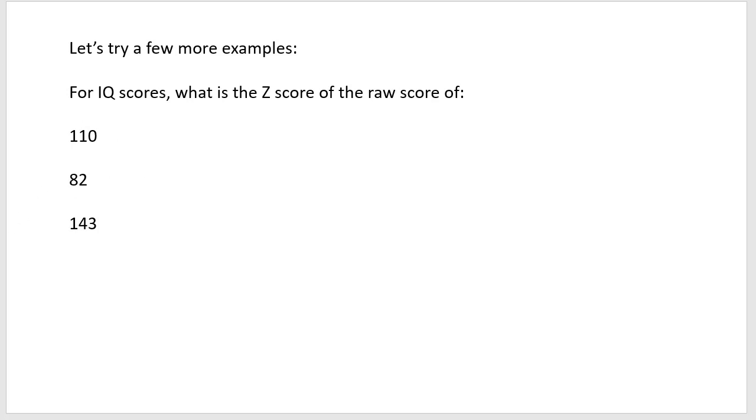For our first example, we have 110. So an IQ of 110, how many standard deviations away from the mean is that? Or another way of saying that is, what is its z-score? So the formula is z is equal to, maybe I'll put the z formula up here. z is equal to x minus m divided by the standard deviation. In this case, our x is 110 minus the mean of 100 divided by a standard deviation of 16, because the standard deviation of all IQ scores is 16.